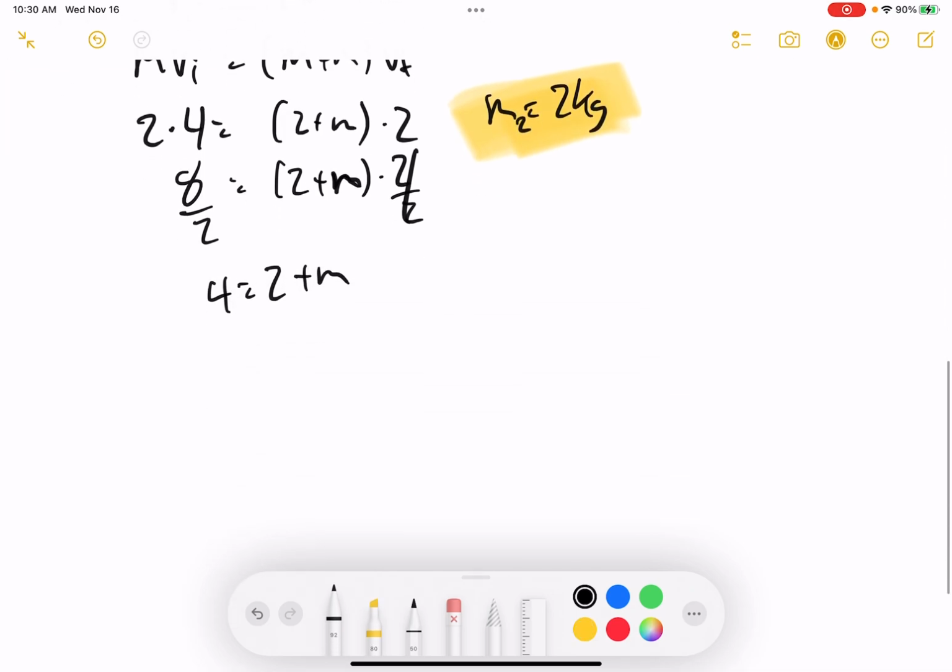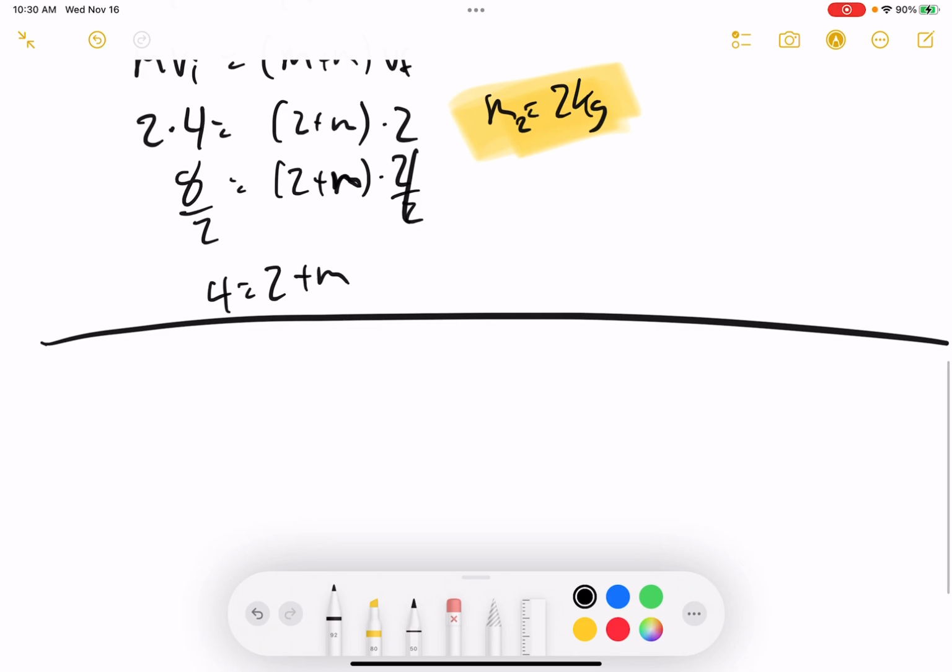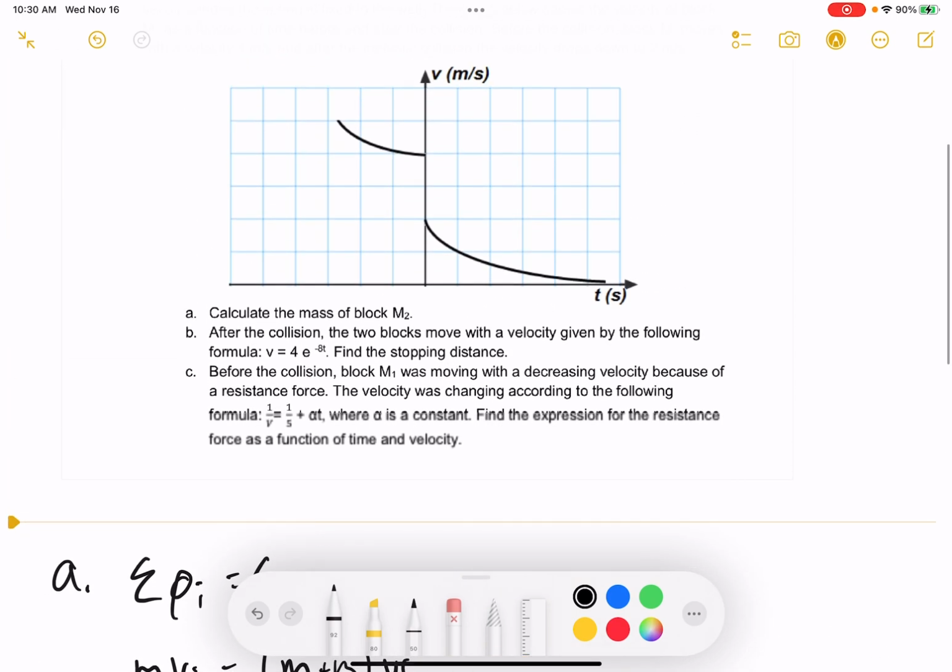Let's go ahead and look at part B. Part A was sort of just a more simple momentum question, not too bad, just inelastic. But parts B and C are definitely more tricky, difficult questions. So let's look at part B.